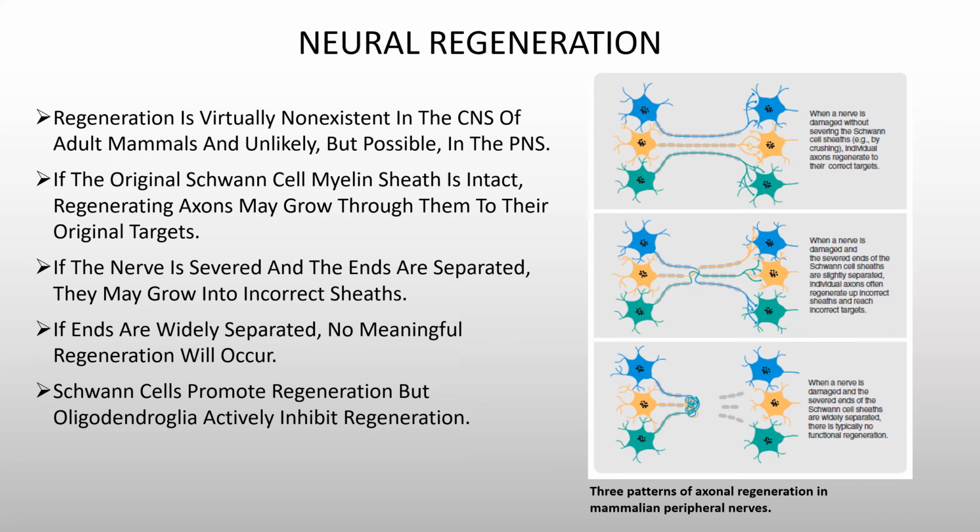So green to green, yellow to yellow, blue to blue, all is good. But the figure just below that says when a nerve is damaged and the severed ends of the Schwann cell sheath are slightly separated, individual axons often regenerate up incorrect sheaths and reach incorrect targets. So now you see the green going to yellow, the blue going to green, and then the yellow going to blue. So in the peripheral nervous system, this could be seen as weird sensations.